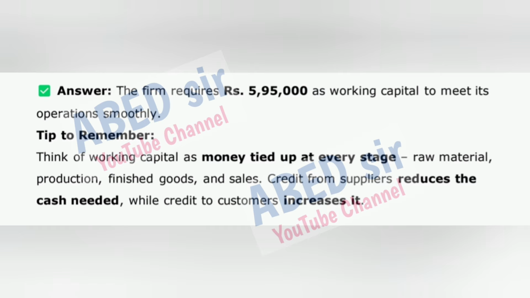Tip to remember. Think of working capital as money tied up at every stage: raw material, production, finished goods, and sales. Credit from suppliers reduces the cash needed, while credit to customers increases it.